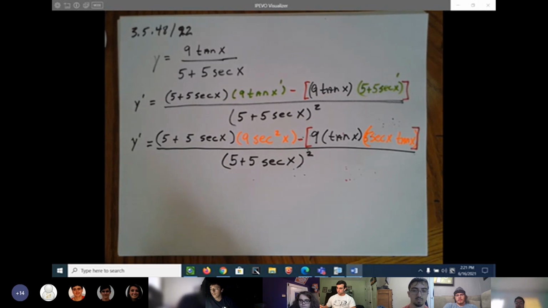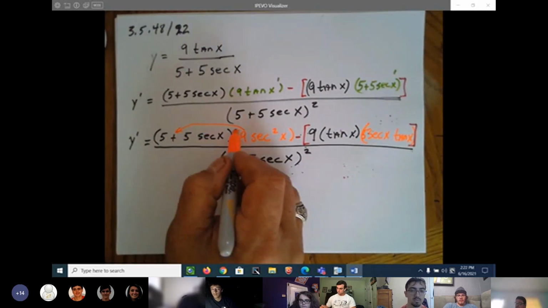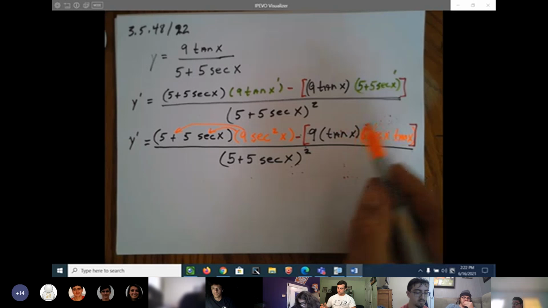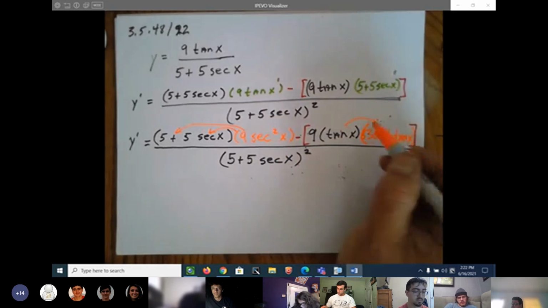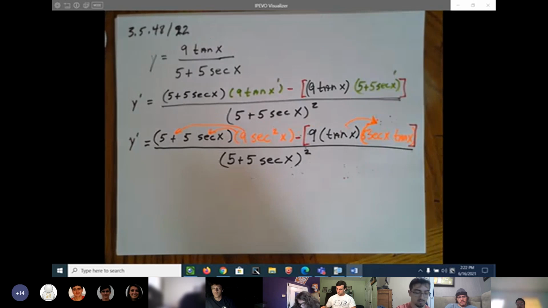And I'll tell you what I would suggest. I would suggest you start by distributing that. And then distributing this however you want to. You're going to get a tangent squared. Oh, tangent squared. Oh, that's an identity.